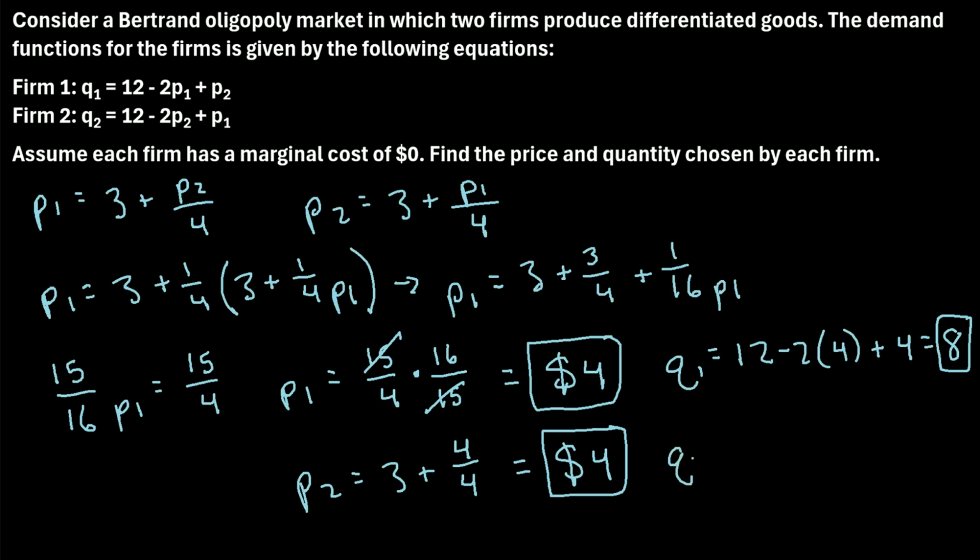And similarly, quantity 2, we're going to use this equation right here. So we'll find 12 minus 2 times 4 plus 4, and once again we also get 8 in this case. So the price set by each firm will be $4, and the quantity for each firm will also be 8 units each. So that is how you can solve a Bertrand oligopoly problem in which two firms produce differentiated goods.